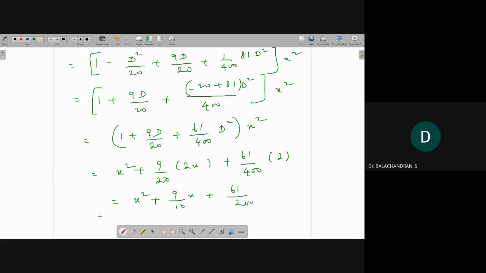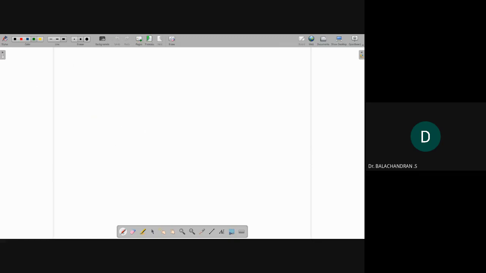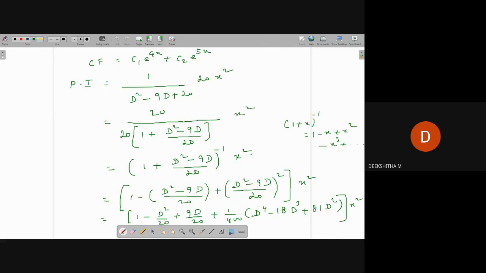So the final answer, this is the particular integral, Pi. So you should write y is equal to Cf plus Pi. You can stop here. So please write again Cf and then Pi. If you have any doubts in this problem, you can ask me. Sir, why are we not considering the cube term, sir? When we consider that, we'll have the constant term, sir.